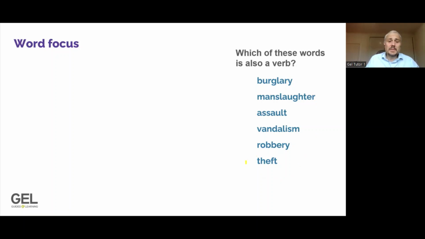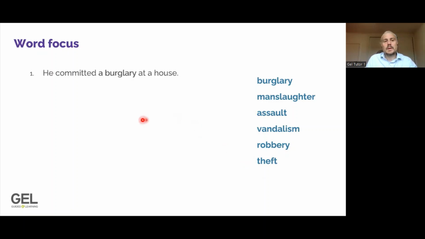But using the verb commit sounds very formal. For example, he committed a burglary at a house. It sounds very formal. To make it sound less formal, we can change some of these nouns into verbs with objects after them. For example, he burgled a house. To burgle is the verb form of burglary.